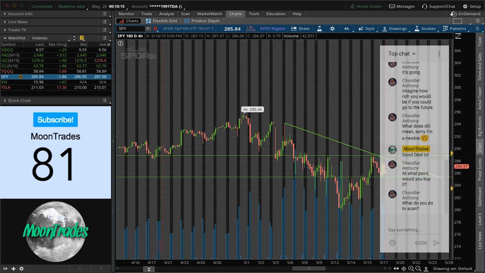Because you've got to wait for the pullback. There is always a pullback. Well, I can't say always, because sometimes there isn't a pullback. But if there's not a pullback, then you don't want to take a position, period, because a fast push is a fast fall. Most likely, when it pushes up aggressively and you feel like you missed out, they call it FOMO. I don't know if you've heard that, Chandler. It's called FOMO.